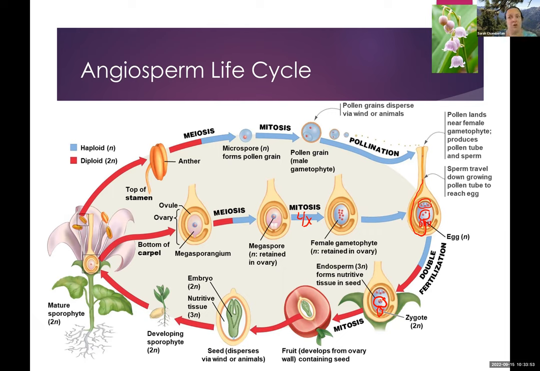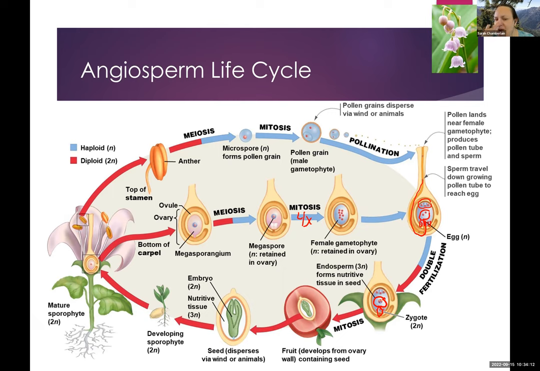So first of all, the first obvious difference is we don't have cones anymore. Right? So we're no longer dealing with strobili. Now we have highly specialized structures for reproduction. Okay, so no more strobili. The function of pollen formation is pretty much the same. That's not really that different.